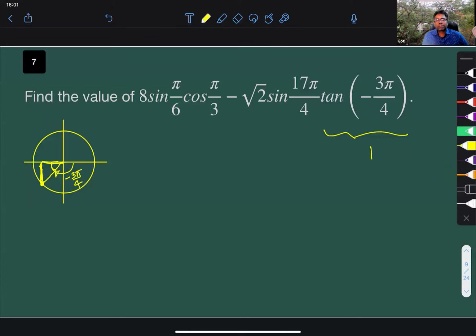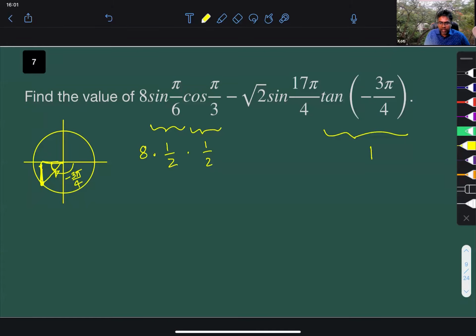Then we are not supposed to use the tan A plus B formula? See, I'm not saying you can't, you can, but if you closely look at all these, they're all familiar angles. If you take sine pi by 6, it's just half. And then this is 60 degrees, so this is also half. So these are all familiar angles, so you don't have to.